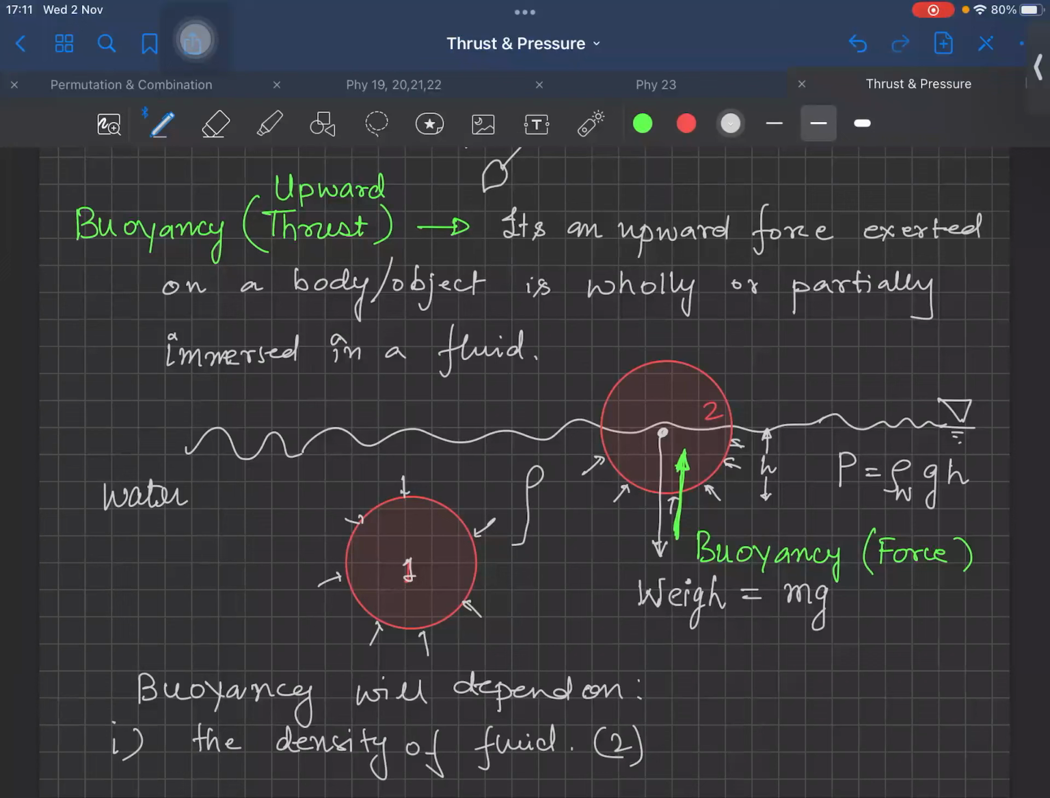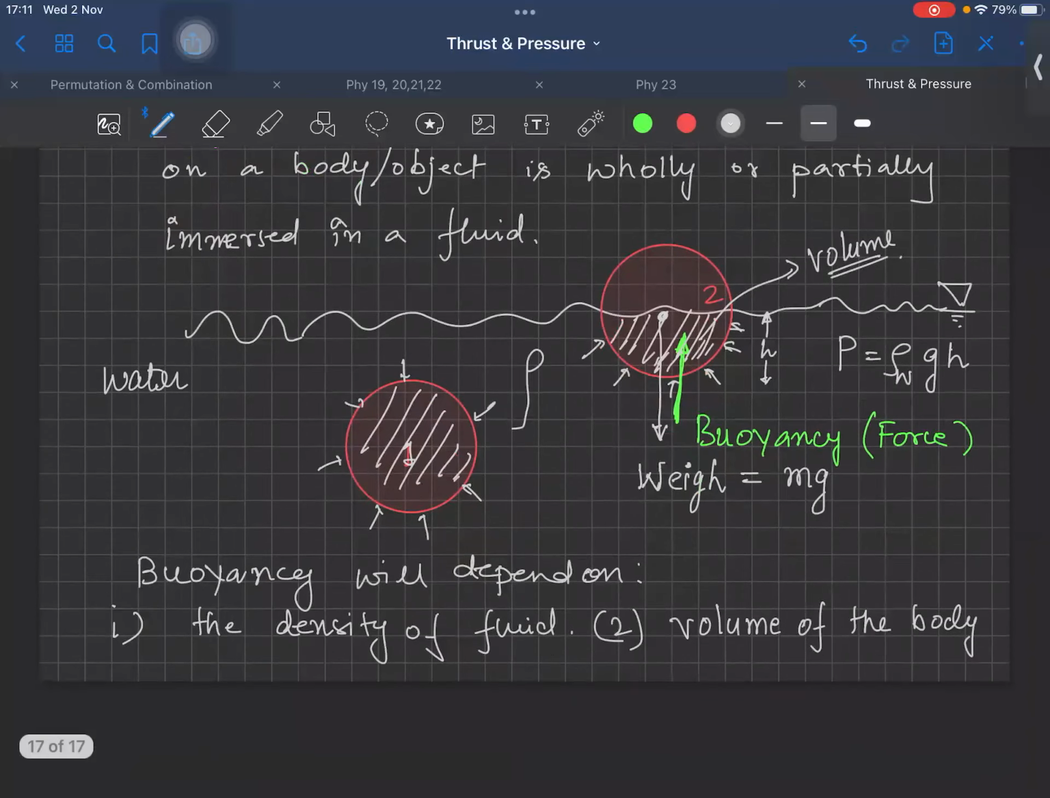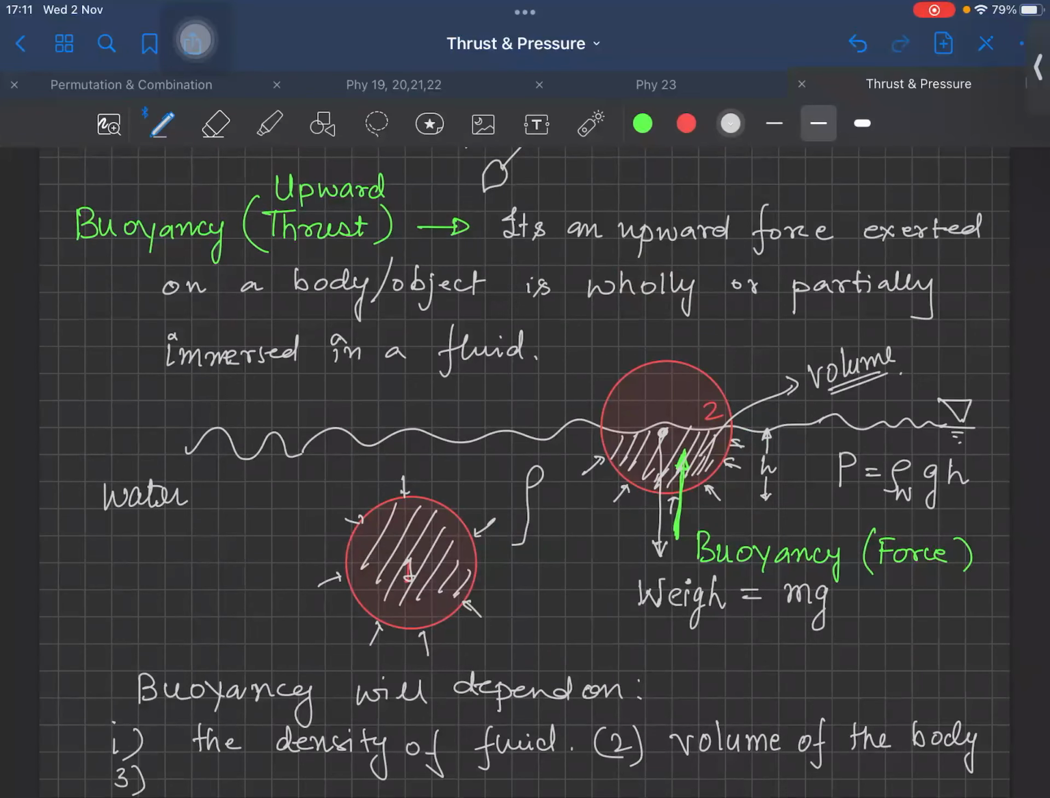Mass, it will depend definitely, or actually, see, this much amount of volume is submerged, right? So actually it depends upon the volume of the body. See here, in case one, the complete body is inside, so volume is more. Here, only this portion of the body is immersed, that means volume is less. So it will depend upon the volume of the body. And of course it will depend upon the weight, not mass exactly, but weight of the body. So on these three factors, buoyancy will depend.